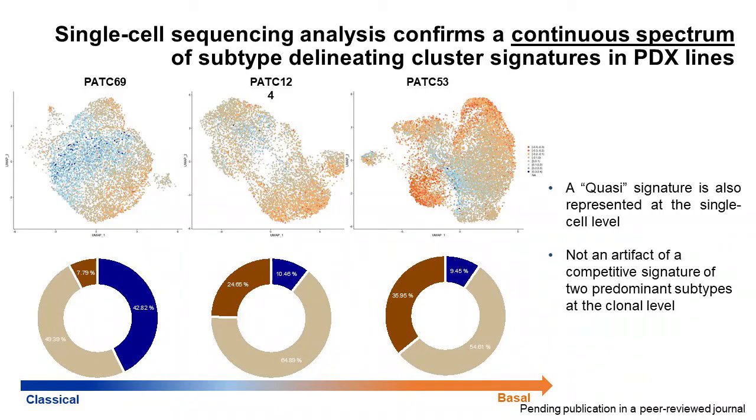And another thing to note here is that regardless of the bulk subtype that we're seeing, the largest proportion of single cells that we're seeing seem to be falling within this quasi-basal subtype. So even on a single cell level, even within classical and basal tumors, you're seeing a large proportion of cells that seem to be transitioning from one state to the other.